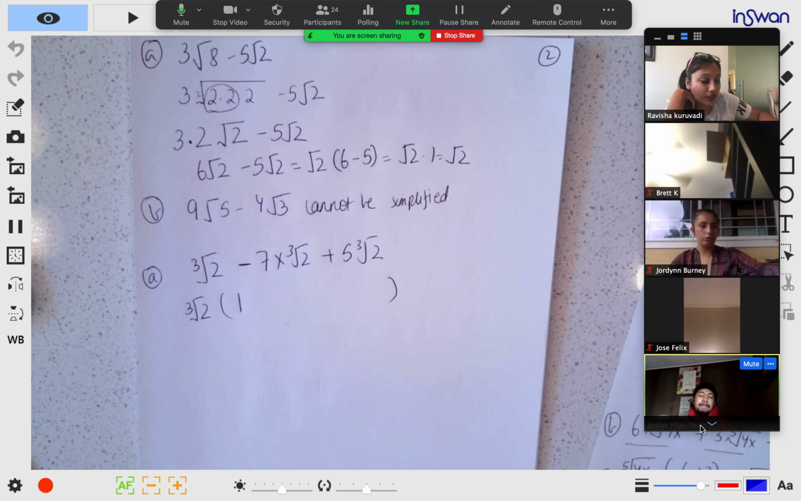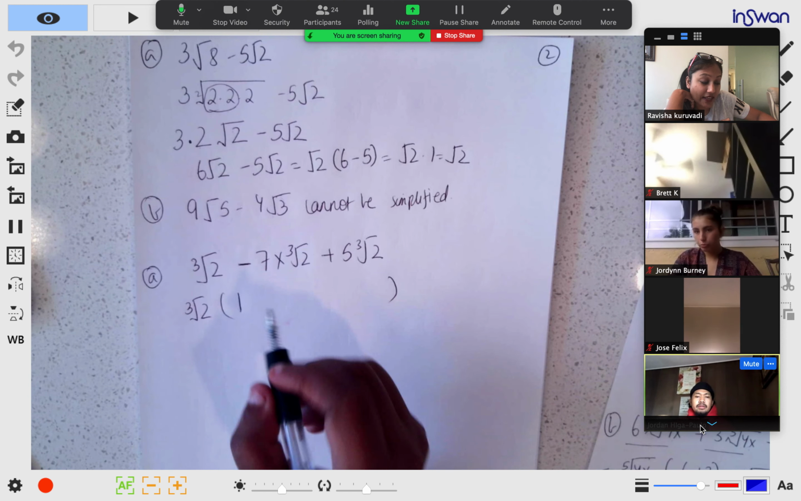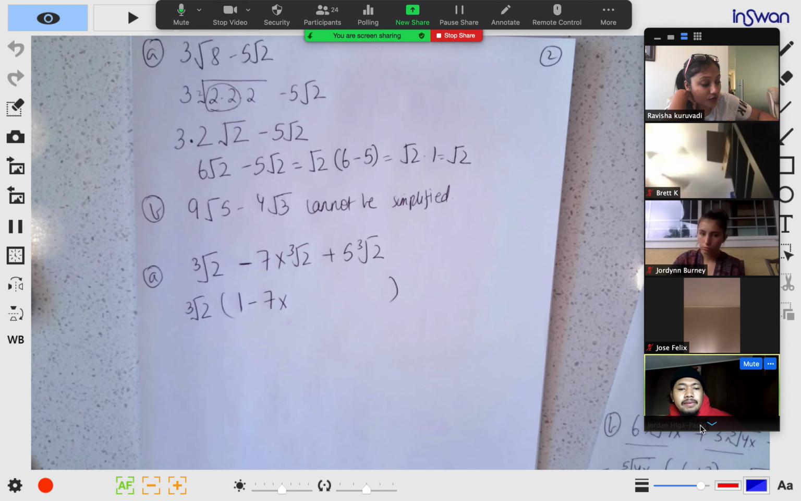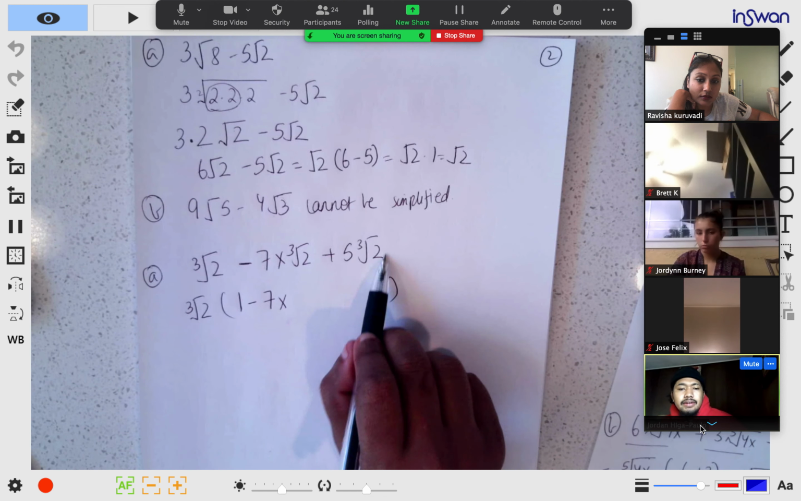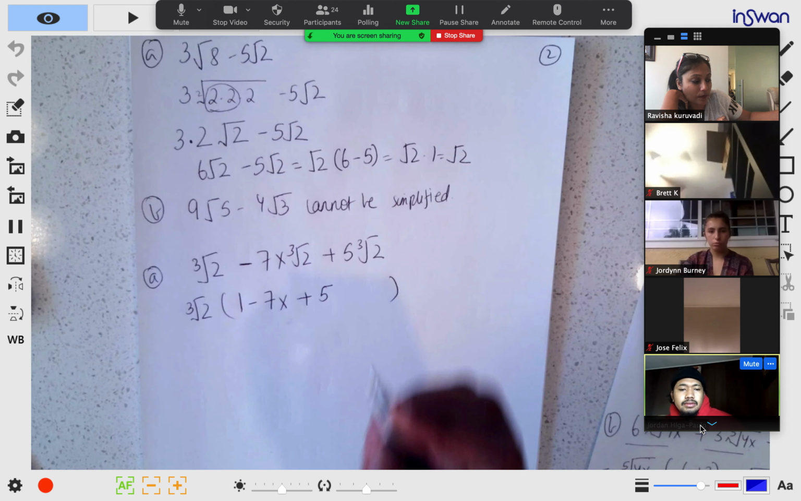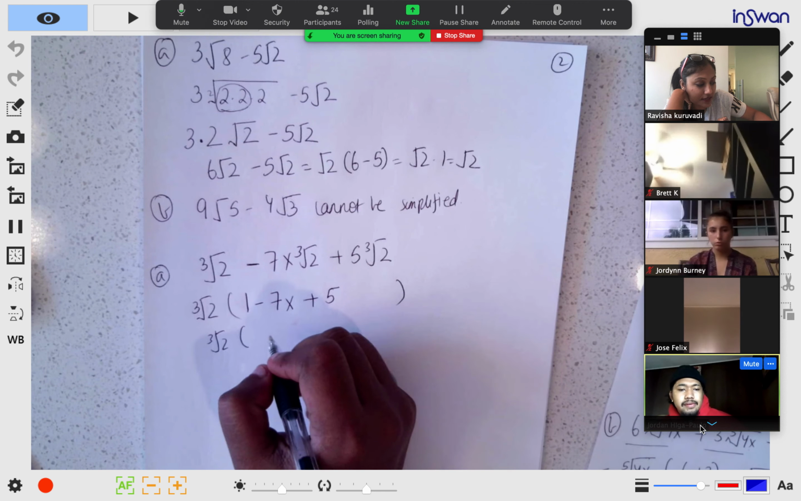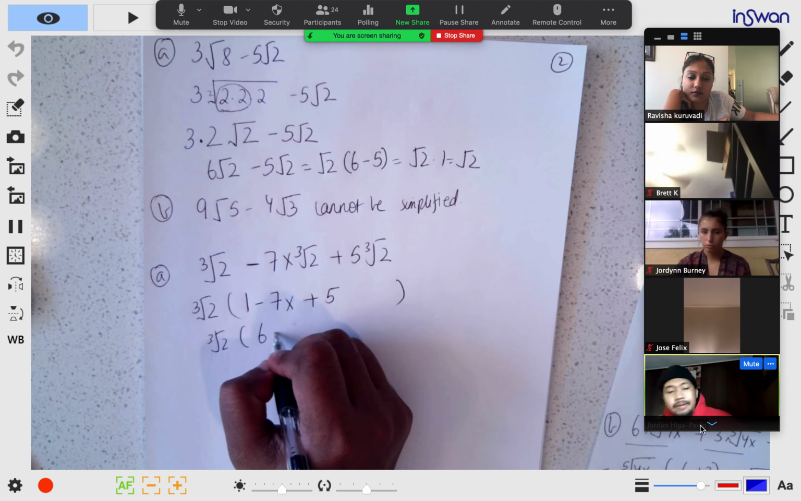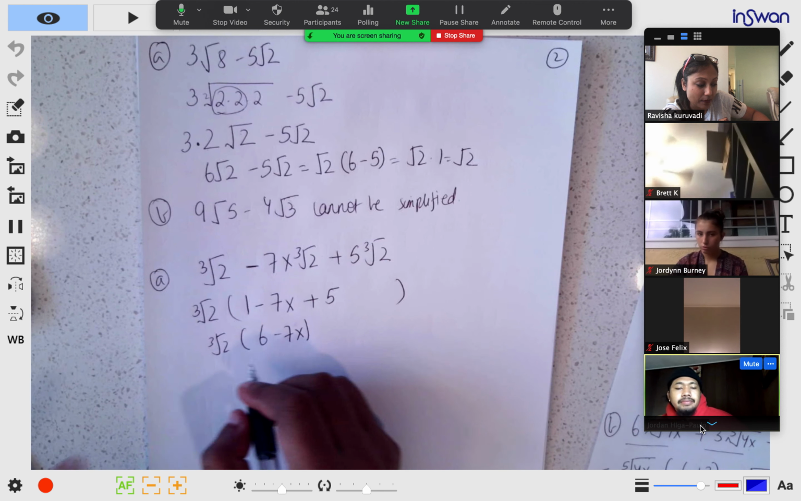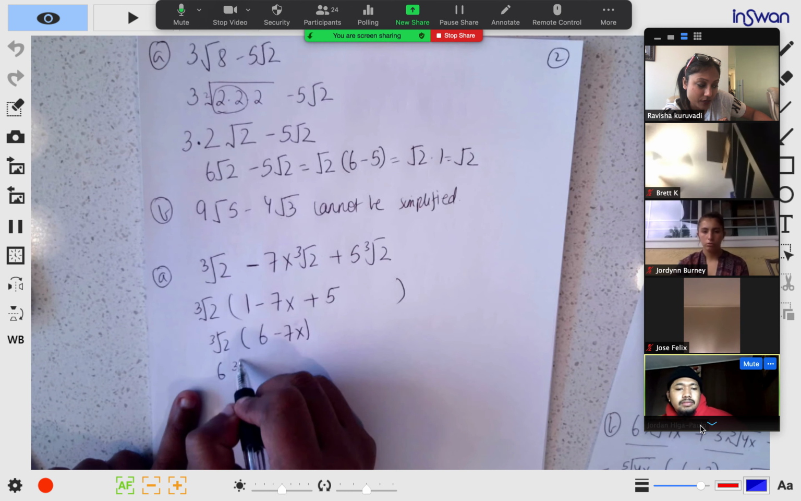From this term, you took out the cube root of 2. What are you left with? Minus 7, and then x also. From this, you took out the cube root of 2. What are you left with? Plus 5. Can you combine anything? The 1 and 5, which becomes 6. 6 minus 7x. And then you can open it, multiply again, it becomes 6 cube root of 2 minus 7x cube root of 2, and you cannot simplify it further.